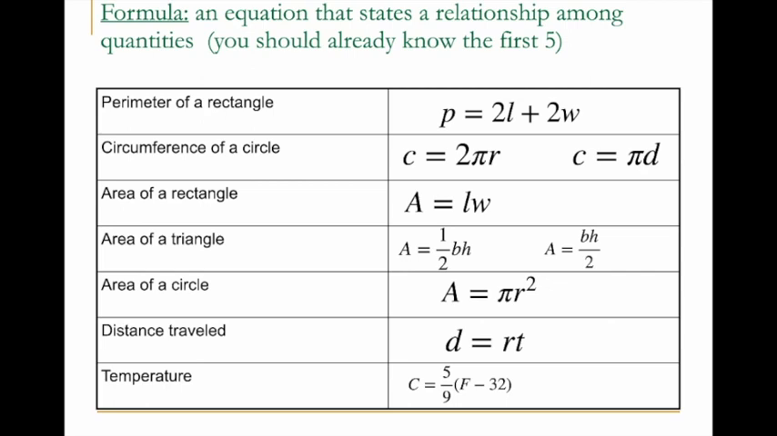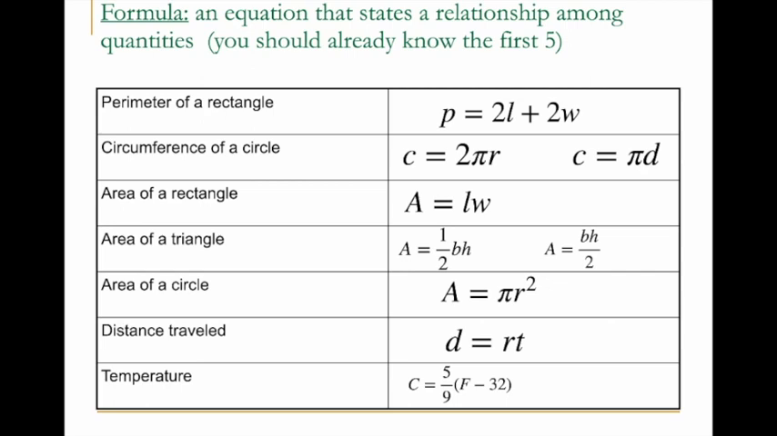So we should already know the perimeter of a rectangle is 2L plus 2W. You should already know the circumference of a circle is 2 pi r, or pi times diameter. The area of a rectangle is length times width. The area of a triangle is half BH, or you could write it as BH over 2, the base and the height. Remember, triangles are half of rectangles, that's why we have that half there. The area of a circle is pi times radius squared.